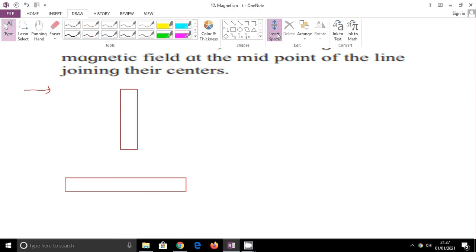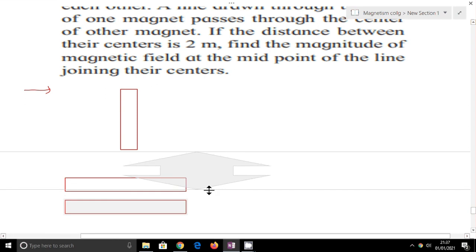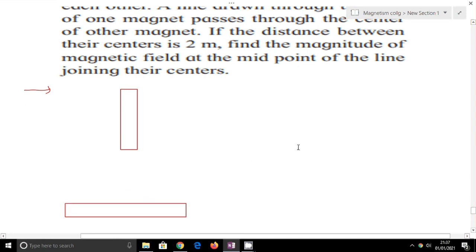Now we have to draw the axes of these two, and the axes of these two are perpendicular to each other. Now see here, these are the two bar magnets. A magnet has two poles. For this one, one pole of the magnet is here, and the second pole of the magnet is here. So here is the south pole of the magnet, here the north pole, and here is the center of the magnet.